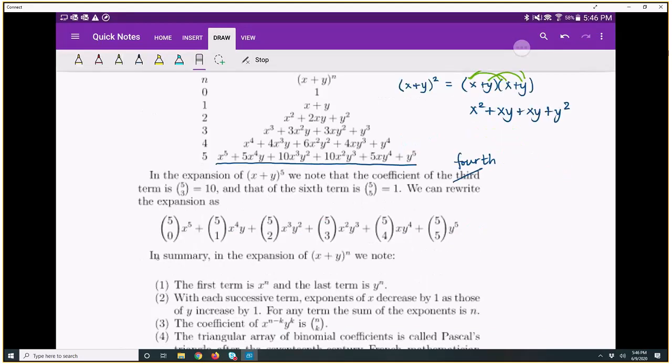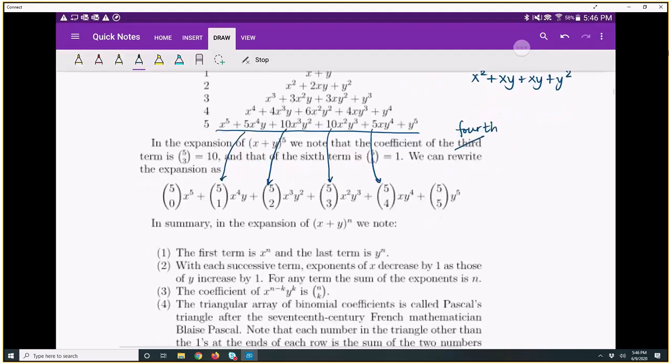So if we rewrote this expansion, we could write it as 5 choose 0 times x to the power 5, which is 1 times x to the power 5, plus 5 choose 1 times x to the power 4 times y, which is 5 times x to the power 4 times y. And then the third term, 5 choose 2 times x cubed times y squared, 5 choose 3 times x squared times y cubed, 5 choose 4, and 5 choose 5 is also 1.